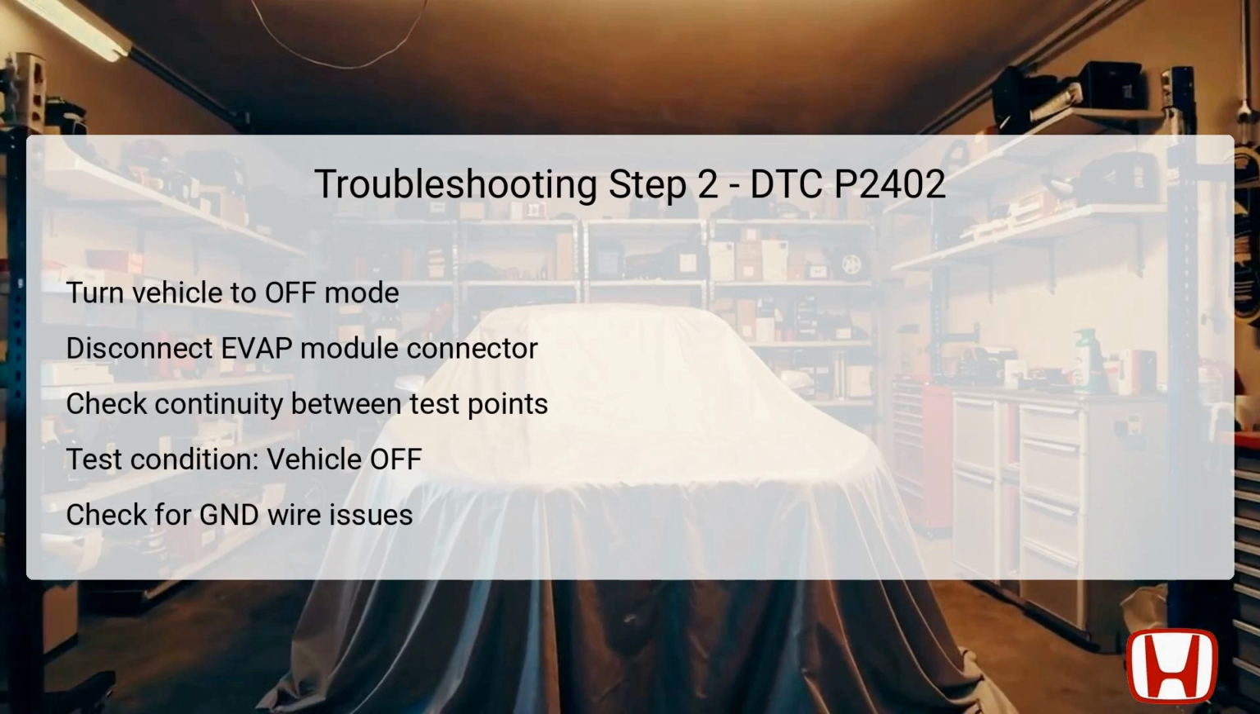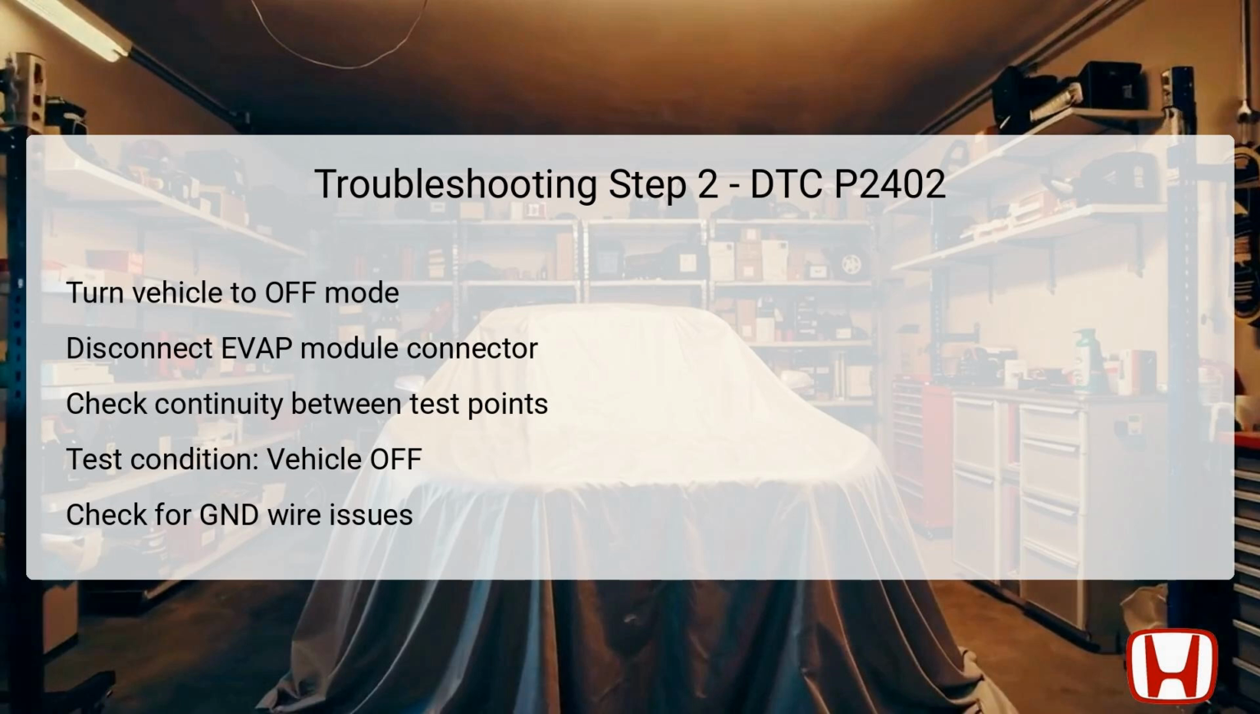Then, it's necessary to disconnect the EVAP leak check module's 8P connector, exposing the internal wiring. This allows for continuity testing between specified test points. Specifically, check continuity between terminal number 4 of the disconnected 8P connector and the vehicle's body ground. The testing condition requires the vehicle to be in the off state to ensure accurate readings. If continuity exists, it indicates that the GND wire is functioning correctly, and the troubleshooting can proceed.